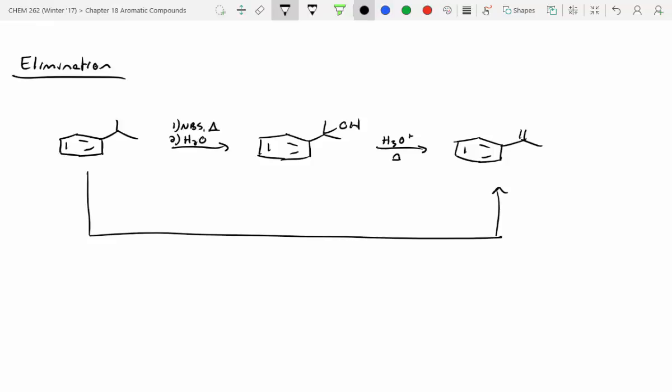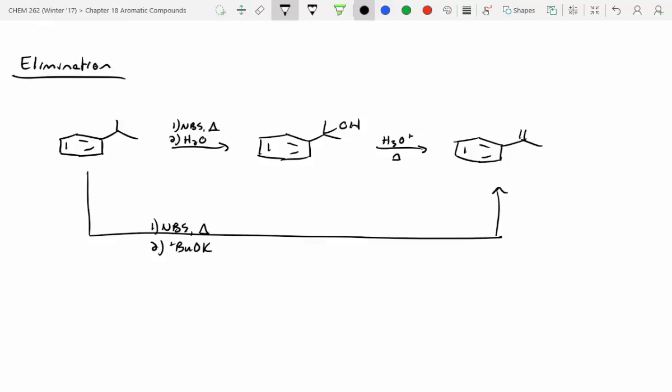For the second one, we can also get there a lot quicker. We could use NBS and heat followed by what? Yeah, something like a strong base, tert-butoxide. Really, any strong base would work. But let's do tert-butoxide just to avoid the potential of any sort of substitution occurring. So a good non-nucleophilic base.